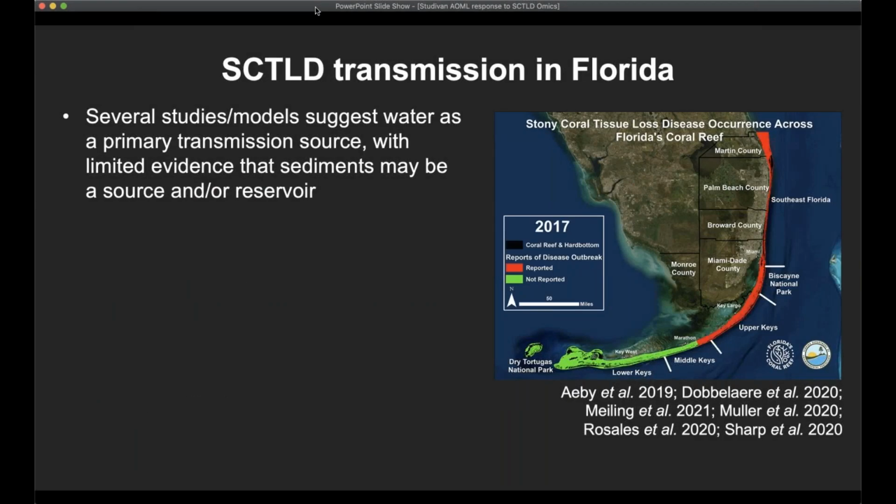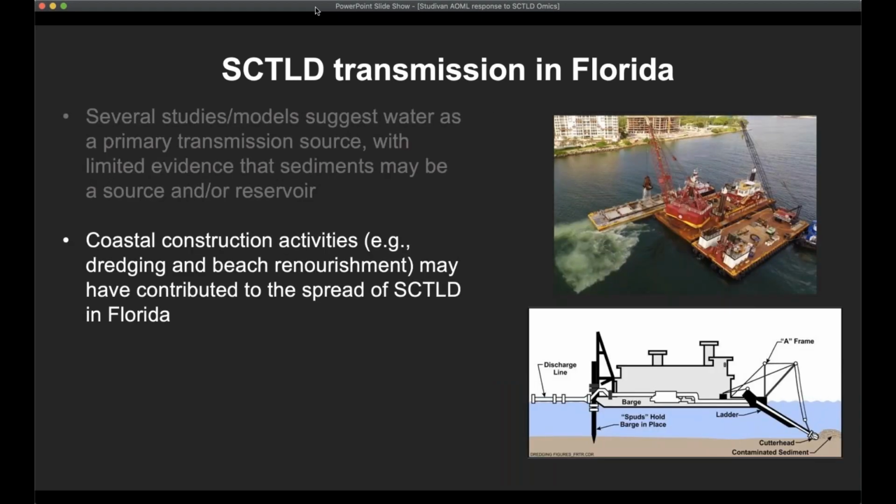And throughout Florida's range, there have been an increasing number of studies and hydrodynamic models that suggest that water is the primary transmission source for this disease. But there's been additional limited evidence that sediments may be contributing to the spread as a source or as a disease reservoir. In Florida, there are a lot of coastal construction activities like port dredging and beach renourishment that may have contributed to the spread of the disease throughout all of our coral reefs in nearshore environments.